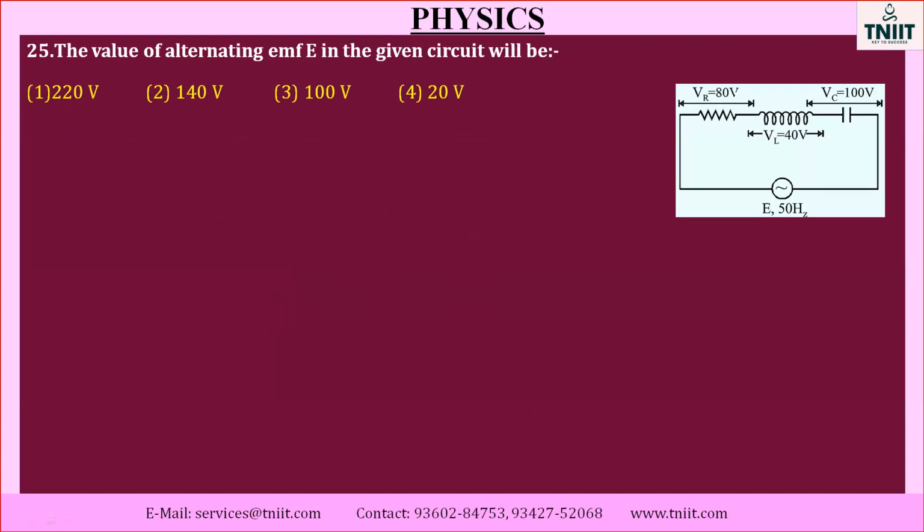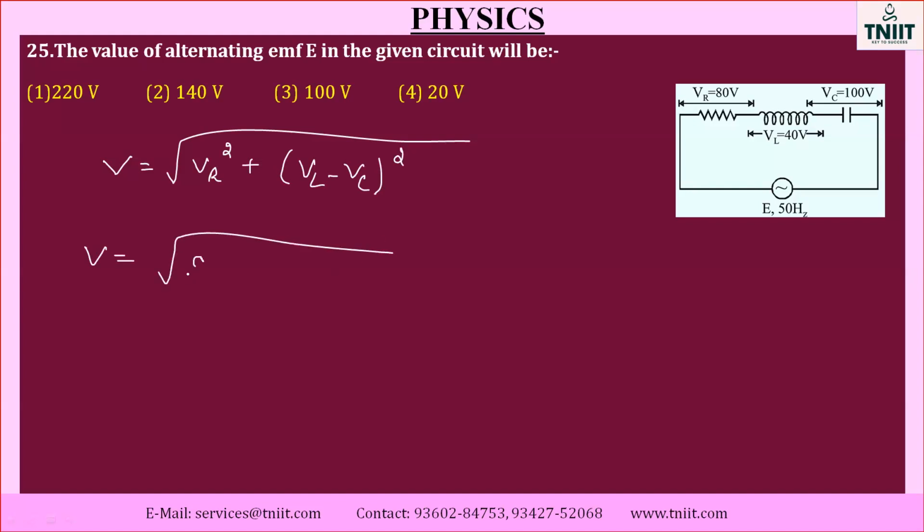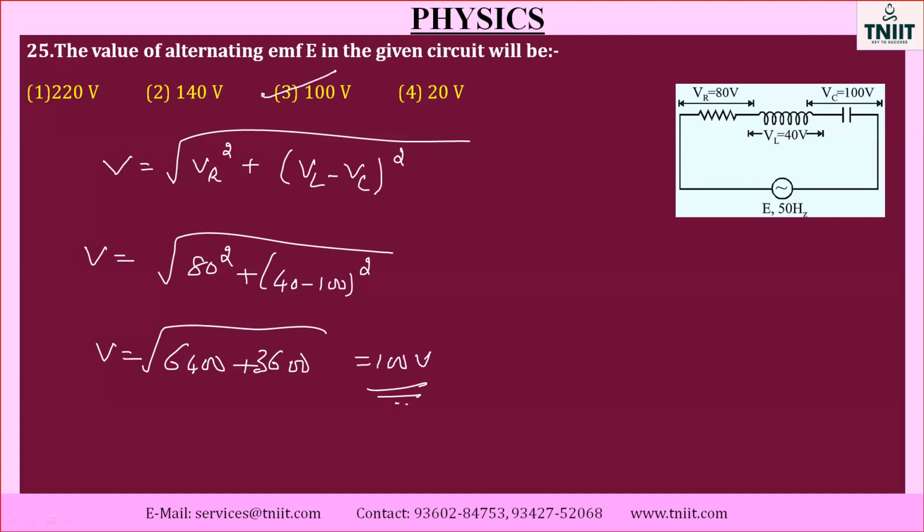Look at this circuit. This is the LCR circuit. What is the value of the resultant voltage? For a resultant AC circuit, the resultant voltage V is equal to root of VR squared plus VL minus VC whole squared. So VR squared is 80 squared plus VL minus VC, which is 40 minus 100, whole squared. V equals root of 6400 plus 60 squared, which is 3600. So 6400 plus 3600 will be 10,000. Taking the root, it will be 100. So option 3 is the right answer.